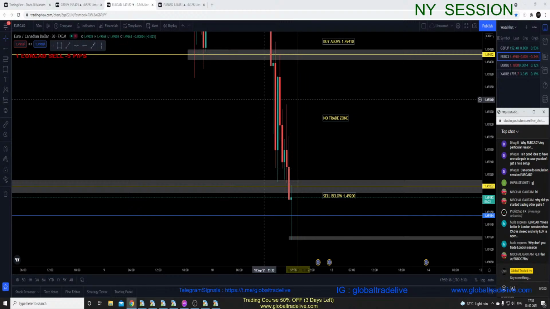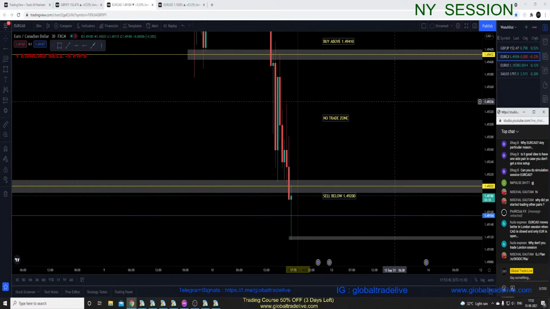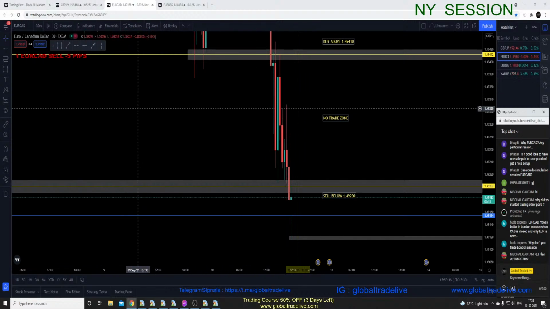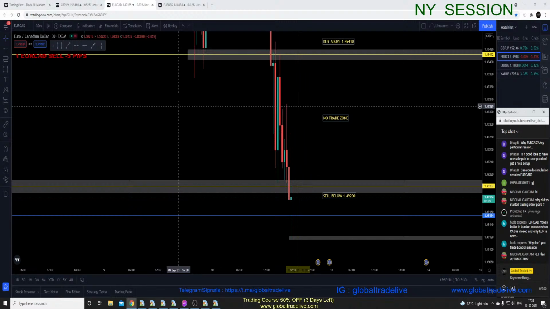And EuroCAD moves good also after 7 p.m. according to Indian time. So that's why I am trading EuroCAD in this New York session over here. And when there is a volume time in New York session like NY Open or NYC Open, it makes an impact on all the pairs.